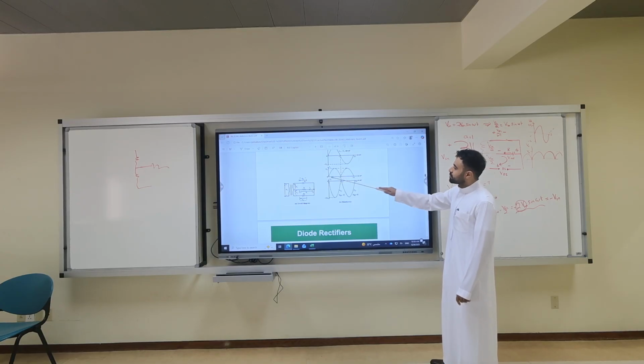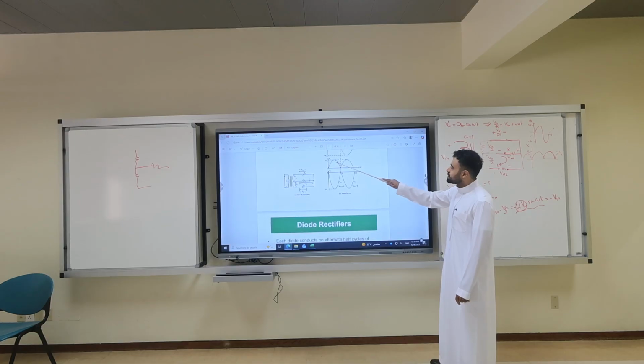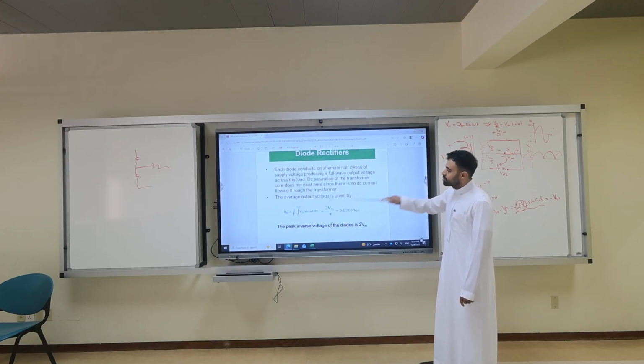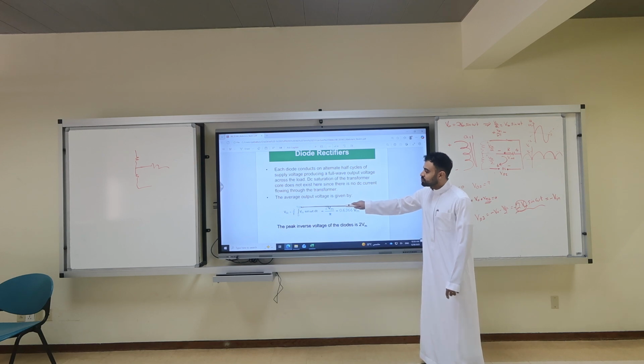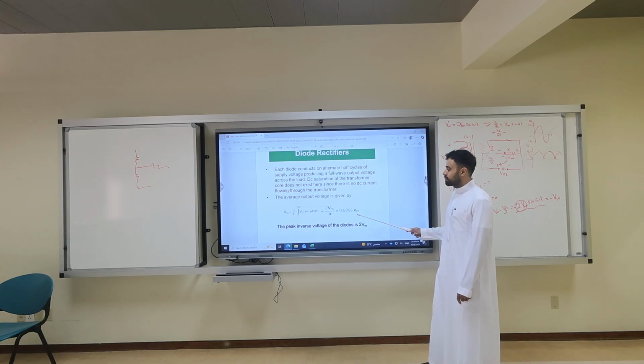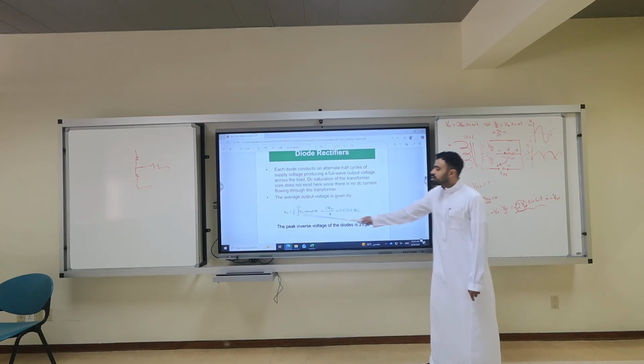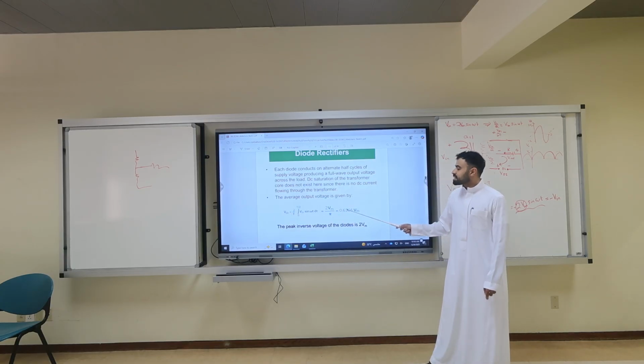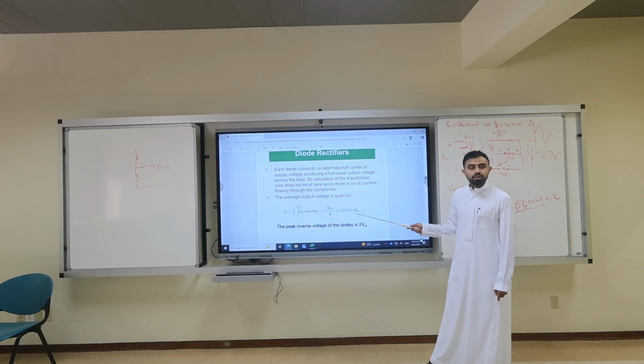It's the integration of this until pi, so 0 to cycle over 2, 2 over T, Vm sine omega t. It is 2 Vm over pi, which is 0.6366 Vm. So if Vm is 220 times the square root of 2, your DC component is 0.6366 times the peak.